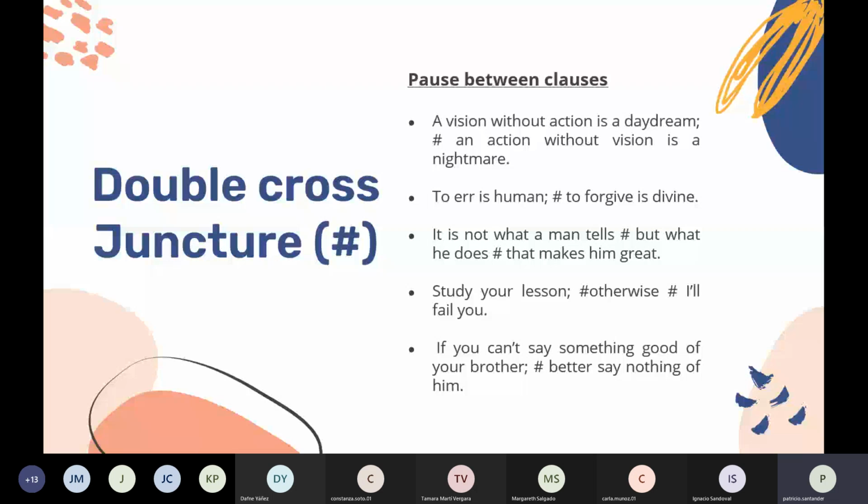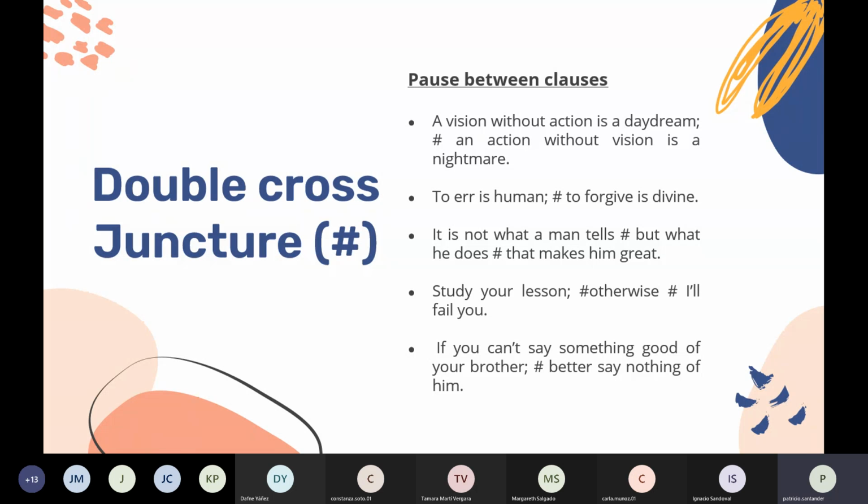It is not what a man tells, but what he does that makes him great. Study for your lesson, otherwise I'll fail you. And the last one, if you can't say something good of your brother, better say nothing of him.